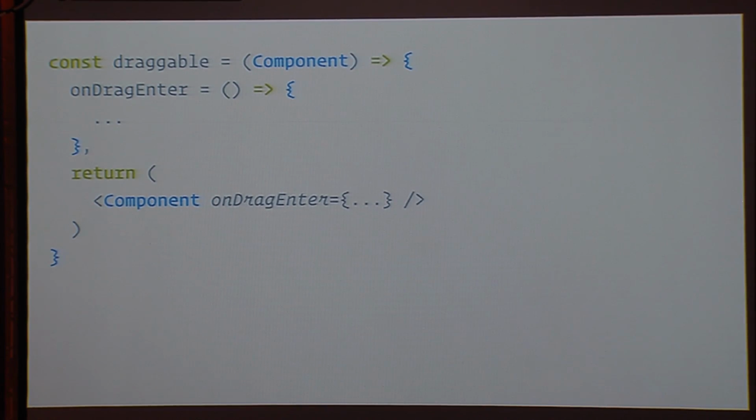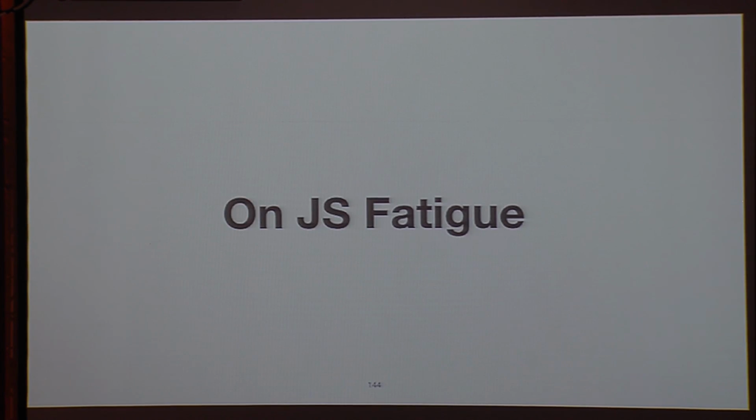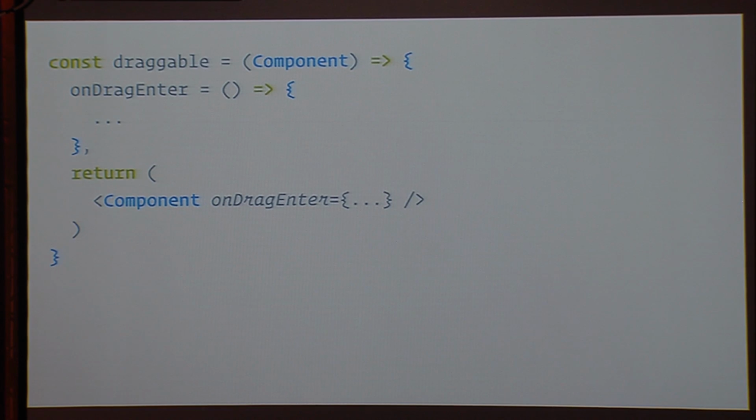So here's another example. I create draggable. I can create my function here, and I can pass it into the props of the component. And what this allows me to do is that it allows me to say, okay, with this component, I forgot what I was saying. So we're going to continue on.